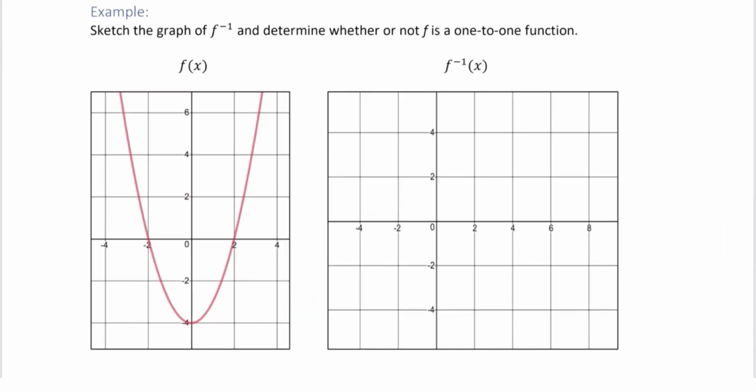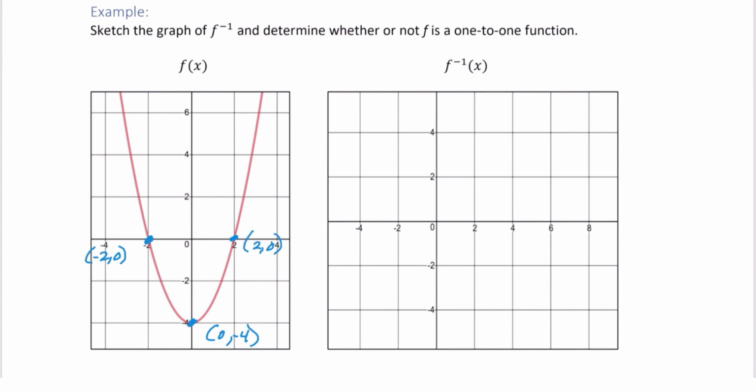Let's sketch the graph of f inverse and determine whether or not f is a one-to-one function. Using the graph of f, we can get some points that are fairly obvious. It looks like -2, 0 is a point on the graph of f, as is 0, -4, and 2, 0.